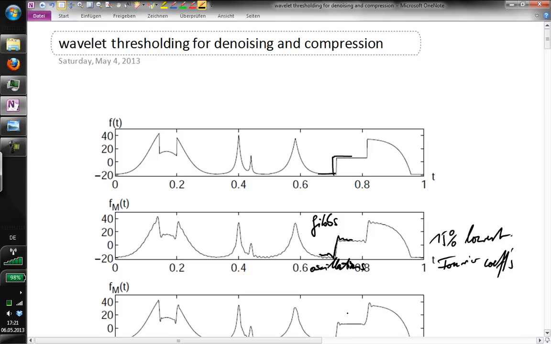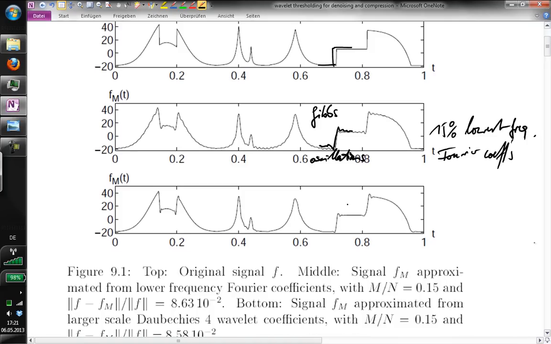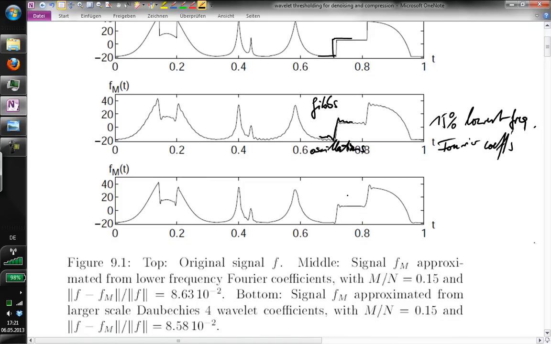Yes, lowest frequency, not lowest magnitude. Thank you. So it gives you a rough impression. It's a low-pass filtered version of the original image. And down here you see what happens if you use the 15% Daubechies coefficients of the largest scale. Perhaps you can argue it's a little less ugly, perhaps not, but that's not the point.